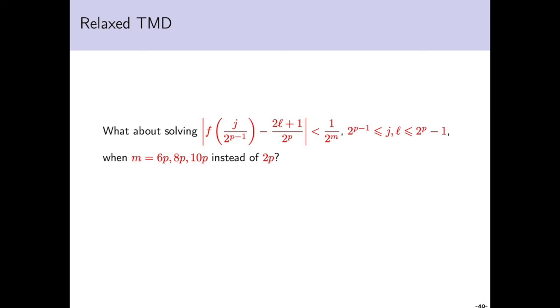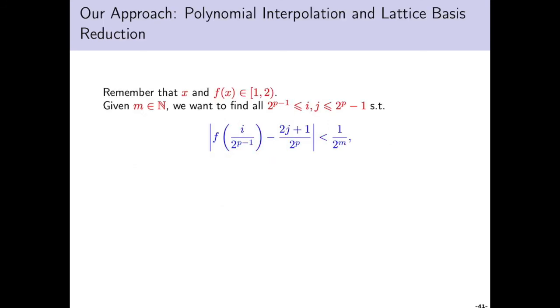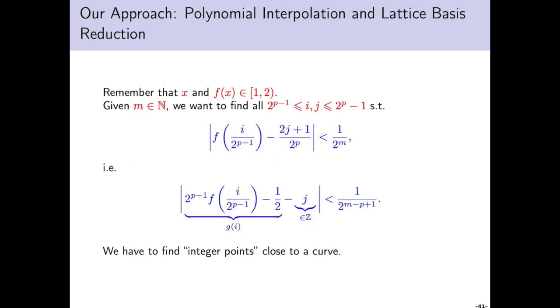Okay, so if we want to solve this inequality, m here is not anymore 2p, m is 6p, 8p, or 10p. Okay, the approach that we're developing with Guillaume makes it possible to answer the question. The other two algorithms, Lefèvre and Stehlé, are not practical, whereas ours is.